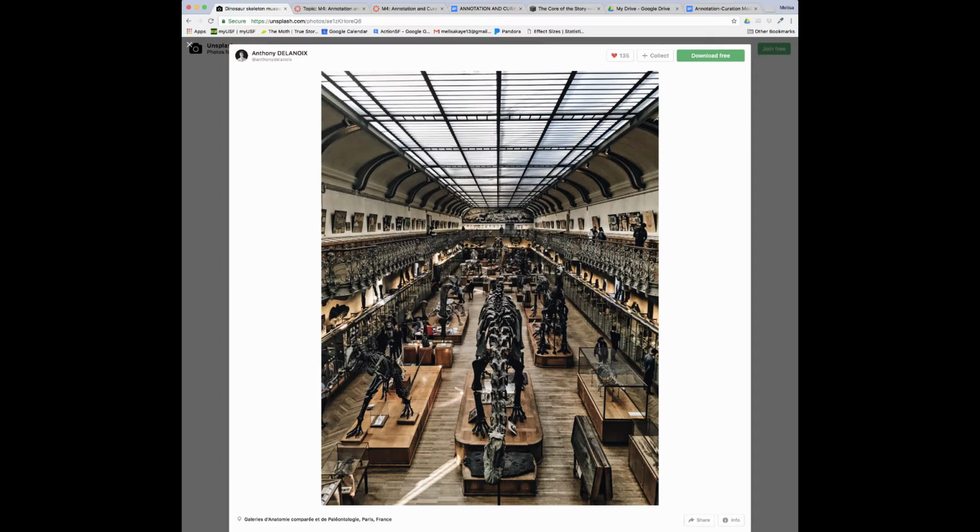As you can see from this picture, which is a museum of natural history, a lot of times when we think about curation, we think about arranging art or different historical specimens or things like that in a way that the audience can actually understand and move through a physical space.